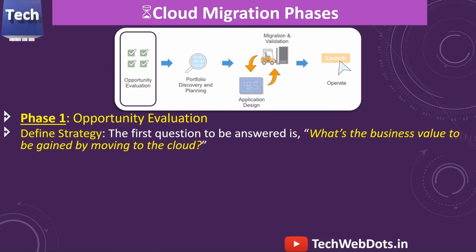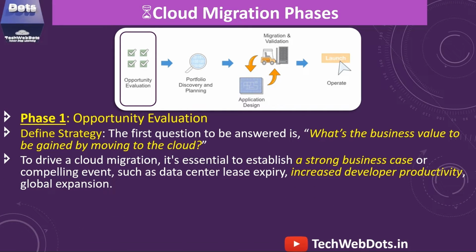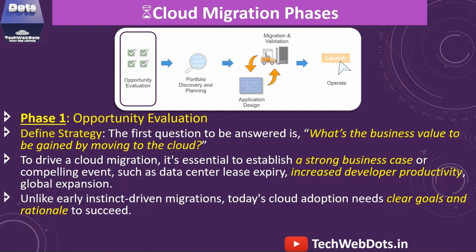The first question should be answered within the organization before moving, or even before starting the cloud migration phase. What's the business value to be gained by moving to the cloud? So this should be answered well before moving ahead. To drive a cloud migration, it's essential to establish a strong business case or compelling events such as data center lease expiry, or we have already identified we can increase developer productivity if we move to the cloud, or for global expansion. Unlike early instinct-driven migrations, today's cloud adoption needs a clear goal and rationale to succeed.